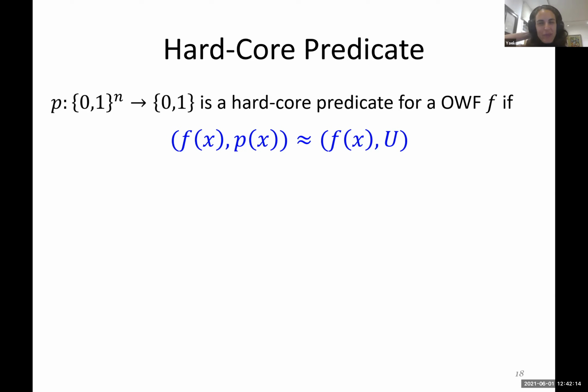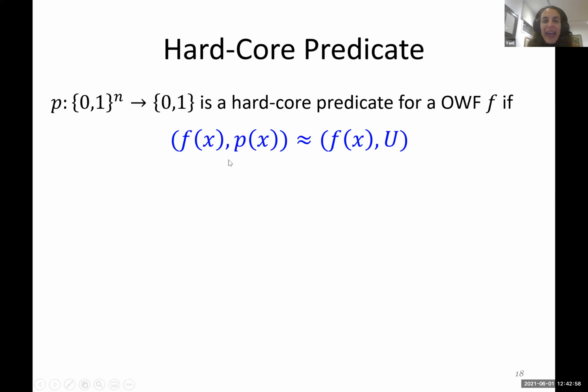Okay, so again, this is an important point, and I want to repeat it. A one-way function, or a one-way permutation, just says that given f of x, I cannot find x. It does not mean that I cannot find the first bit of x. It does not mean that I cannot find the second bit of x. It just means it's hard to find the entire x. But suppose there was one bit that was hard to find. Suppose the first bit was really hard to find. By hard to find, I mean even if you know f of x for a random x, the first bit of x looks random.